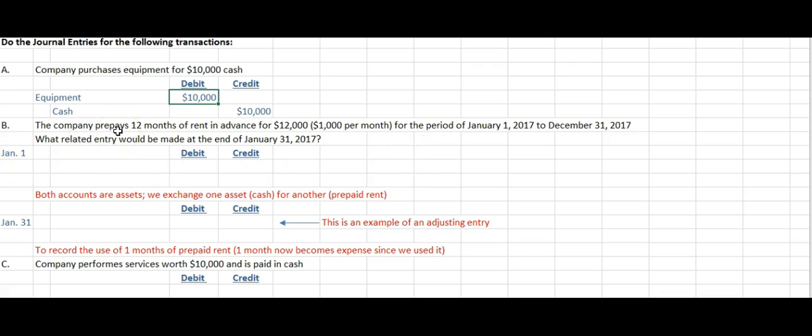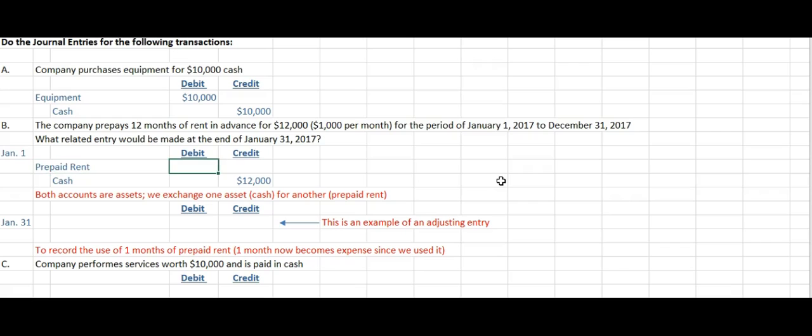On January 1, do you have an expense? The answer is no. You don't have an expense. You haven't used any value. No value has left your company. You've simply exchanged cash, right? So cash goes down by 12,000. You've exchanged it for the right to use a certain, I don't know if it's a building or a room or something, for 12 months. So you've gained that right. So that's an asset as well. We'll call it prepaid rent, right?